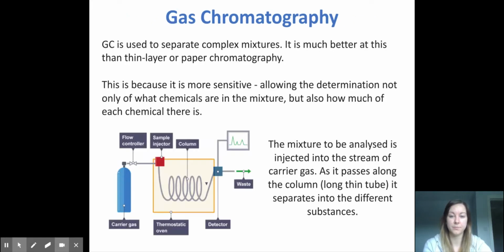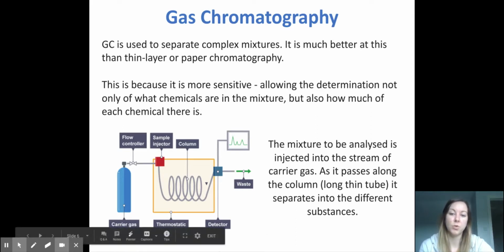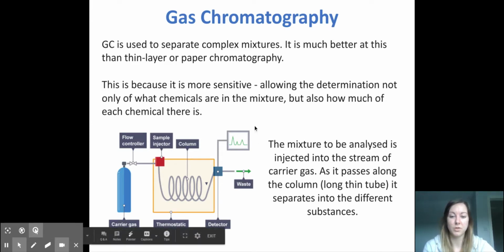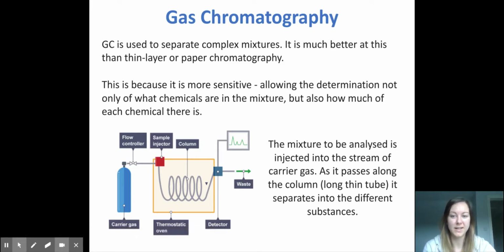The last type of chromatography we're going to look at is gas chromatography. Now that is something that you will go on to look at if you go and study chemistry at university, and this is used to separate really complex mixtures. It is much, much better than thin layer or paper chromatography put together. It's because it's more sensitive, so look at all the different parts of the machine. It is far more complicated and advanced than paper or thin layer chromatography.